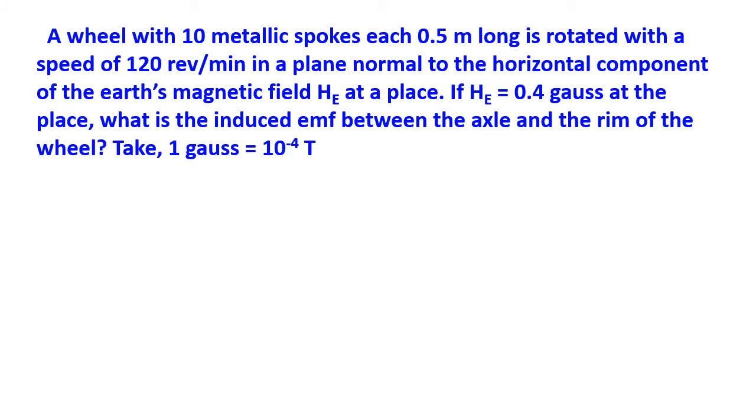Next, based on the given or derived formula, one problem: a wheel with 10 metallic spokes, each 0.5 meter long, is rotated with a speed of 120 revolutions per minute. It is not rotations per second, these are revolutions per minute. So be careful if they mention the units like this.